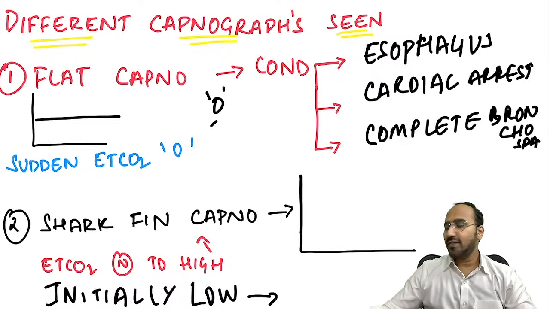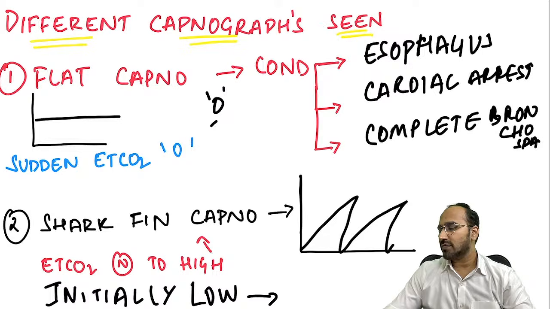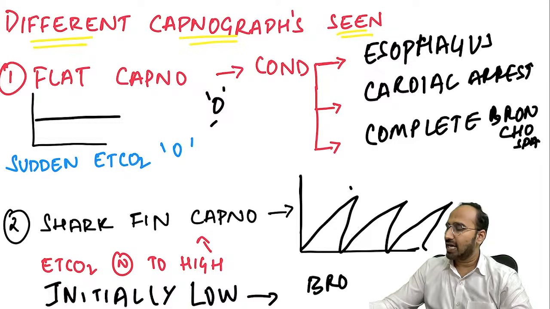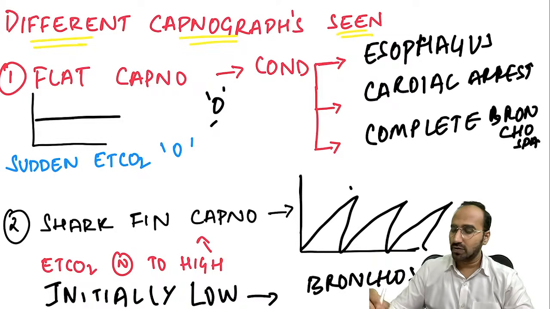Next, shark fin capnography. That is, you have intubated the patient. Instead of getting a normal capnograph, you get a capnograph like the fin of a shark. Shark fin capnography is seen in which condition, guys? It is seen when the patient is having bronchospasm. Complete bronchospasm gives a capnograph value of 0. In shark fin capnography, you will see this capnograph.